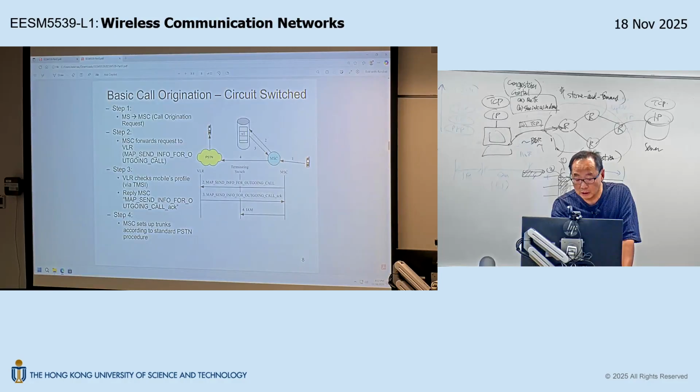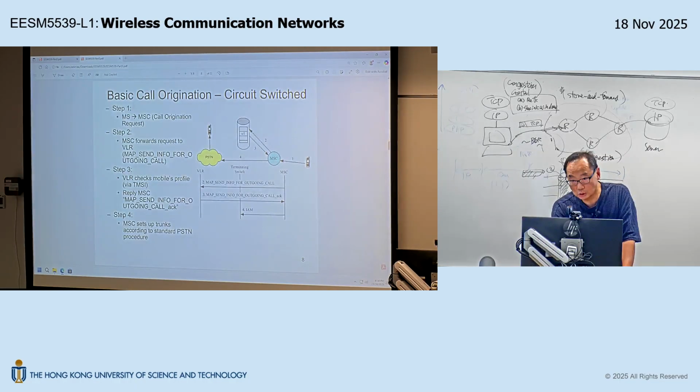So you need to check the visiting location register, whether there is a record for you, whether you have paid your bill, etc. Are you allowed to make a phone call in this network? Suppose the visiting location register replies positively, the mobile switching center will go ahead and set up the data trunk to the PSTN, to the office number. After that you will be able to make a call, using a standard procedure.